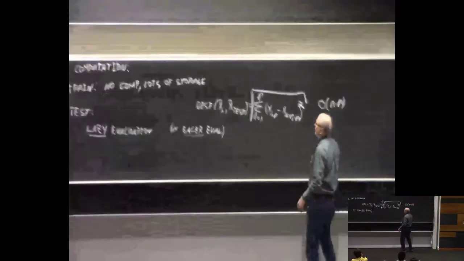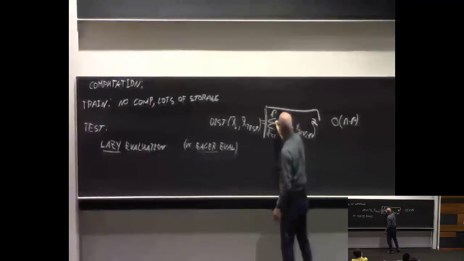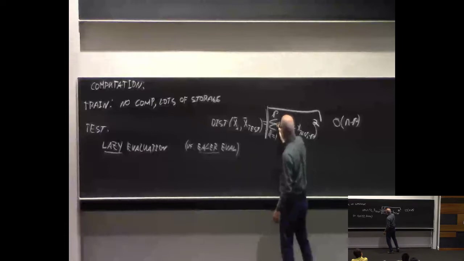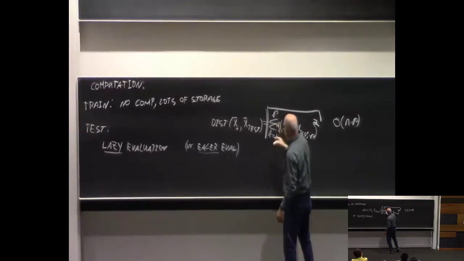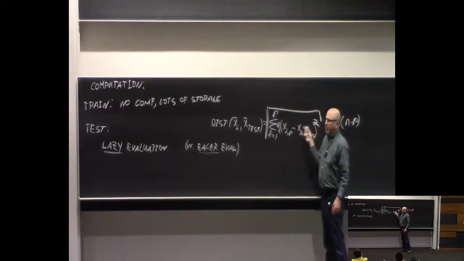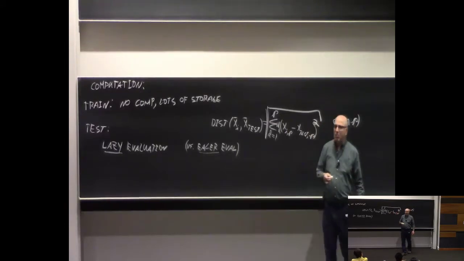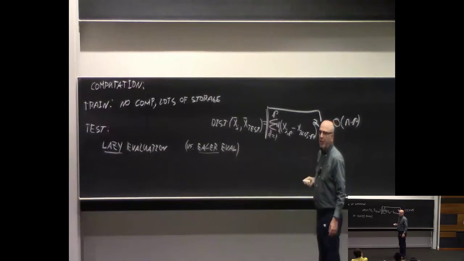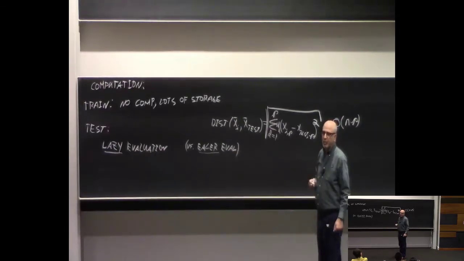All you have to do is add a weight here, weight D. You can have it either inside the square or outside, it doesn't matter. But you add a positive weight that effectively stretches or compresses different dimensions.